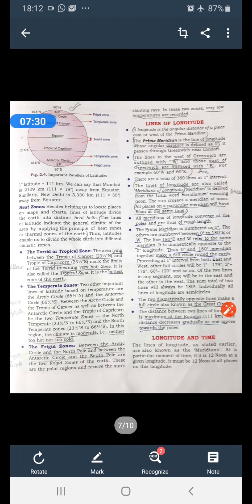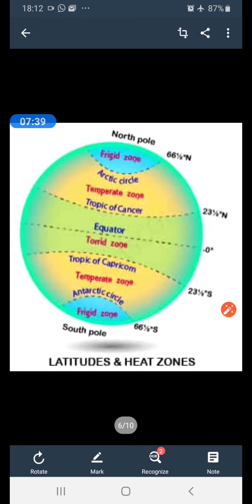Now children, whatever I've explained regarding the zones, I have uploaded the text and you have a picture above also, or you can consult this picture also and draw this picture in your copies, whichever you find convenient.